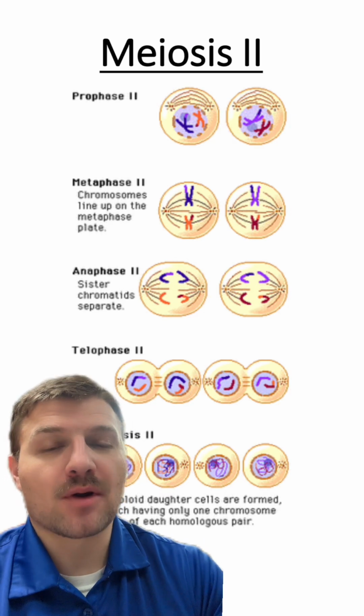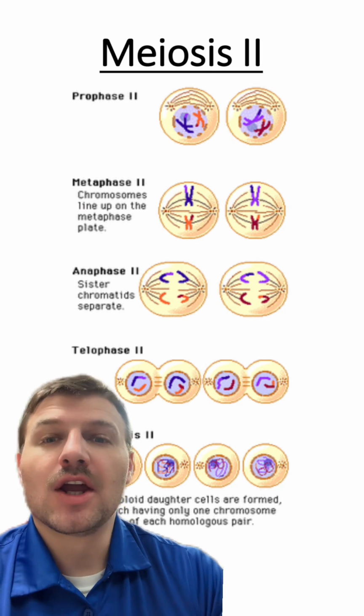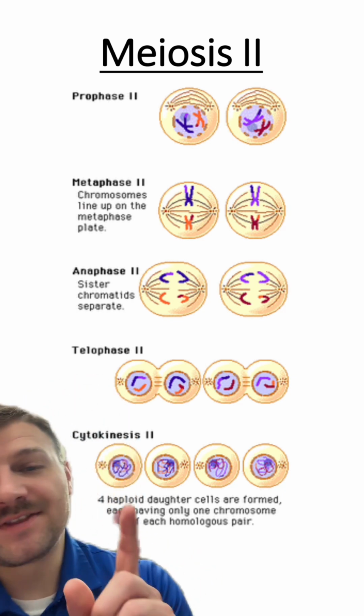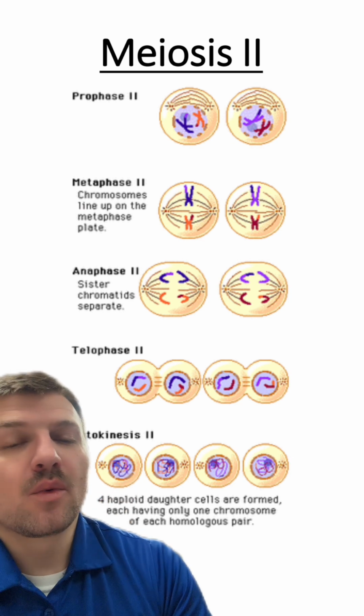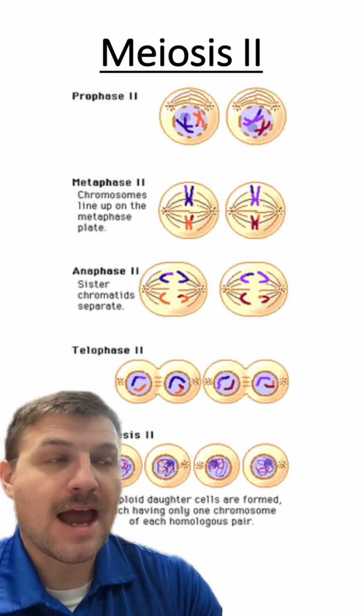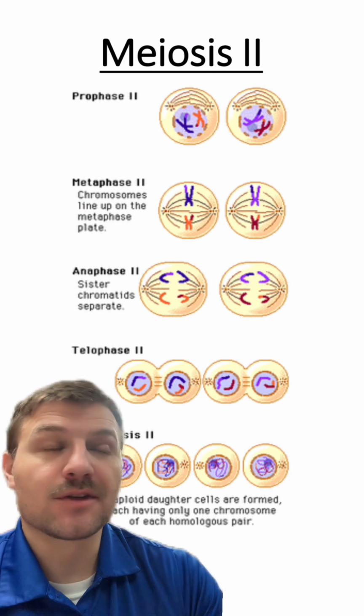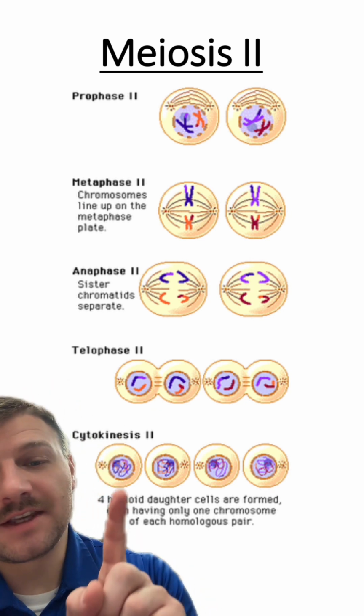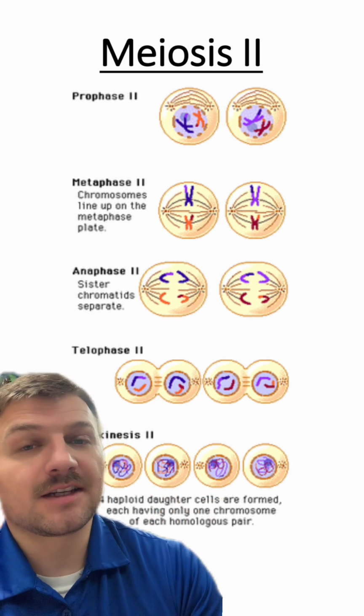You can see that the process looks very similar to mitosis. However, at the end of meiosis 2, we create 4 genetically different haploid cells. These haploid cells are going to be sex cells like sperm and egg. And each of these haploid cells is going to be genetically different from each other.